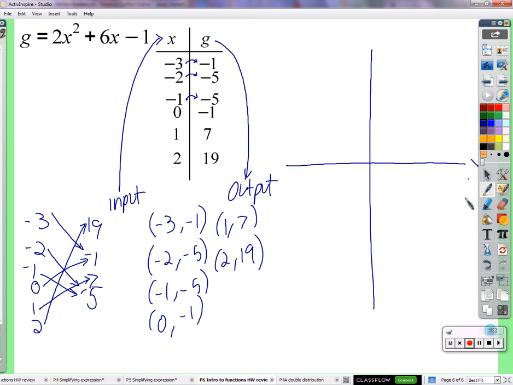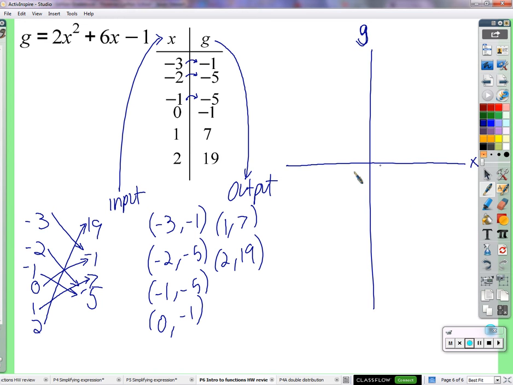So this axis is the x-axis. It's our input axis. And here's our output axis that right now is called g. Sometimes it's called y, sometimes h, sometimes g. I like y. So what is this?